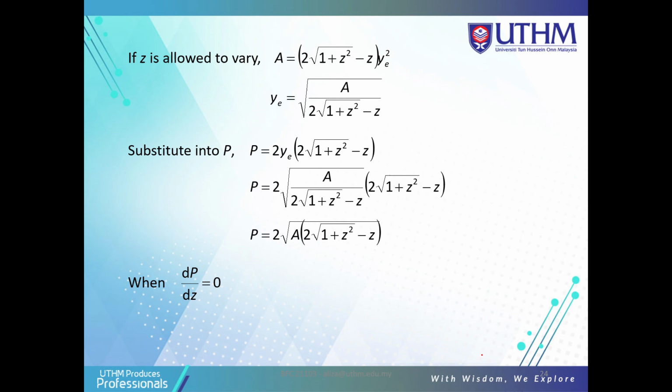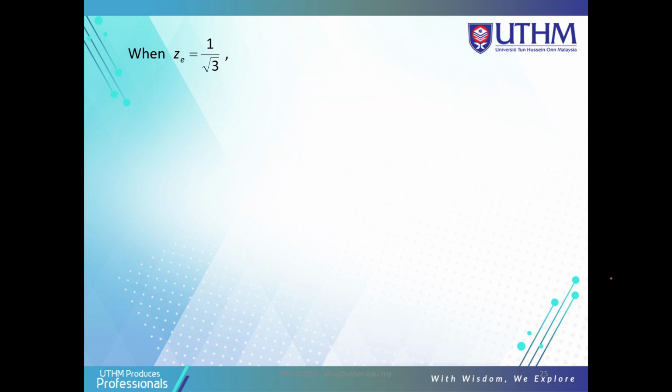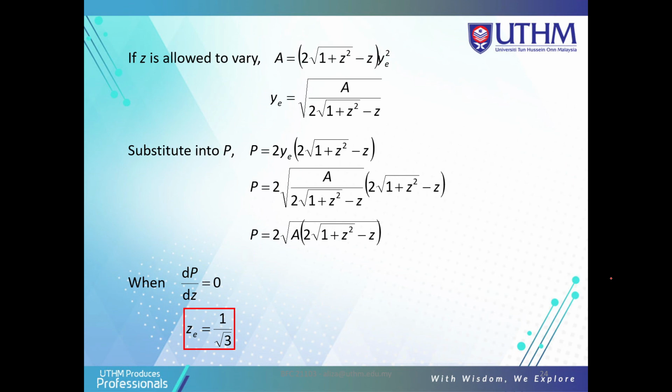But A is constant, so dP over dy, okay, dP over dz if Z is allowed. Okay, actually this is a final exam question from the previous semester. Okay, so you get the ZE.